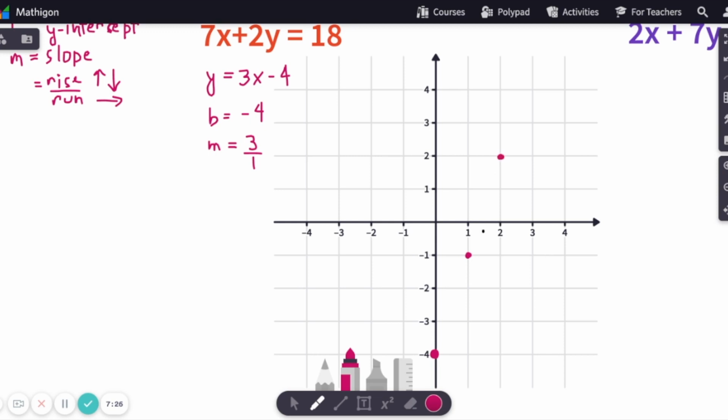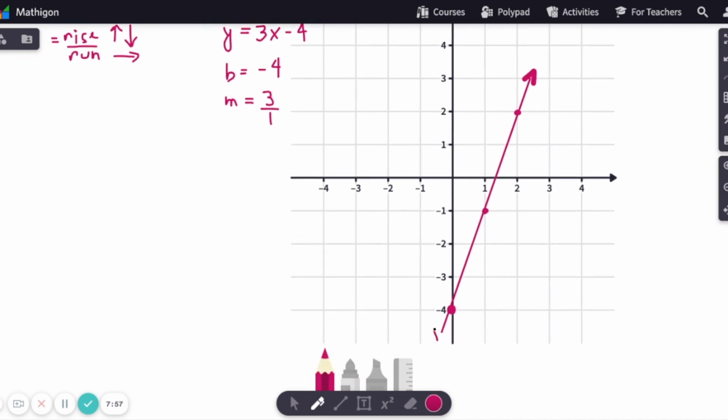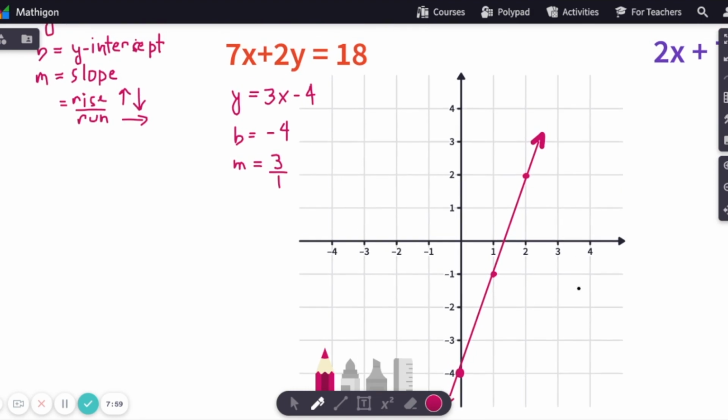Sulat nga po ng sinabi ko dun sa definition. Ito po, pag positive, going up, pag negative, going down, and your run is always to the right. So, meron na po tayong first line. Okay? So, yan na po. I'll just put an arrow here. Okay? So, this is the graph of your first equation.